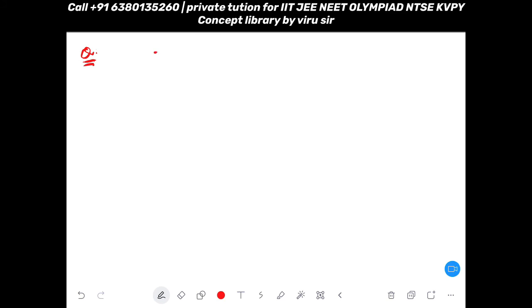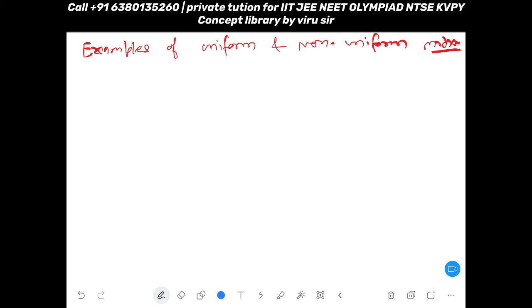I am giving you this. Okay, I have to say some examples of uniform and non-uniform motions. So you write the heading as examples of uniform and non-uniform motion. Take down the heading: examples of uniform and non-uniform motion.